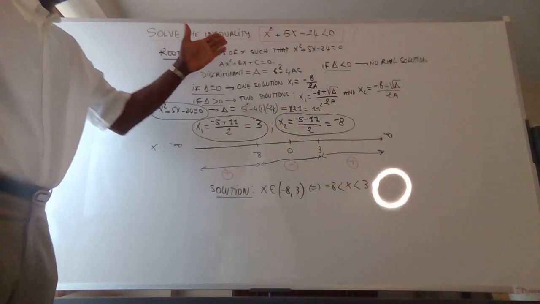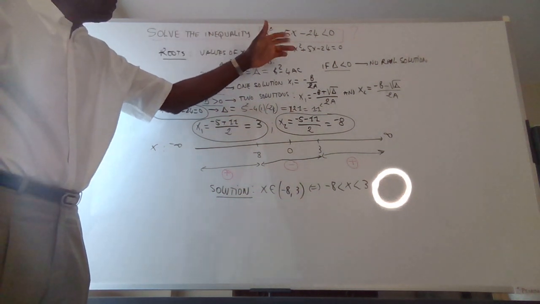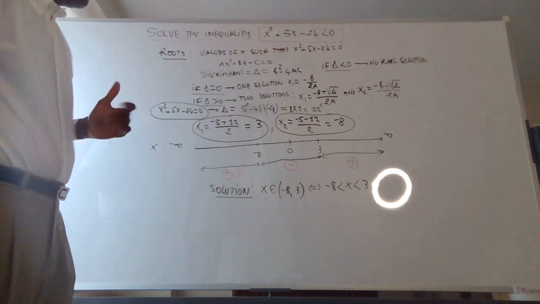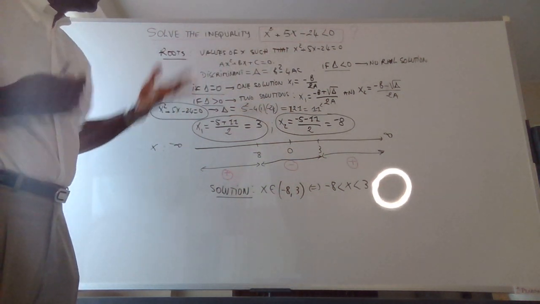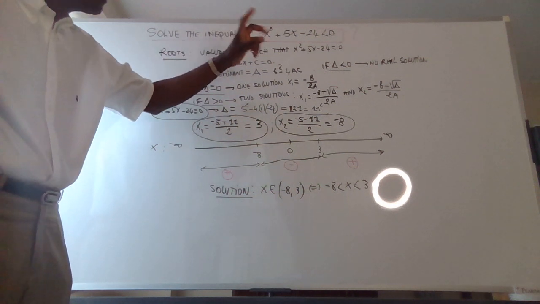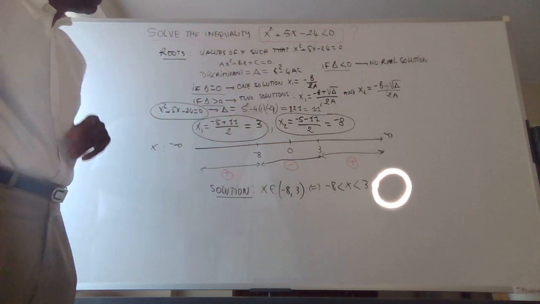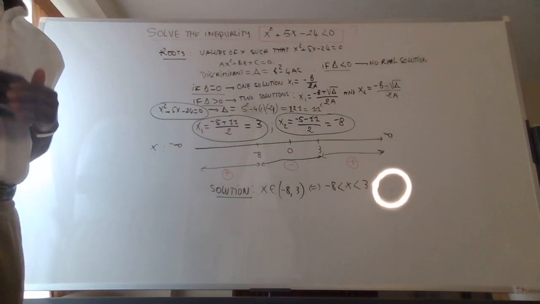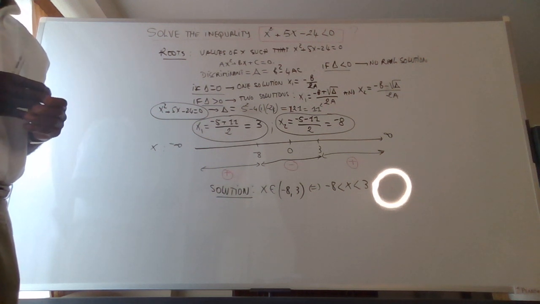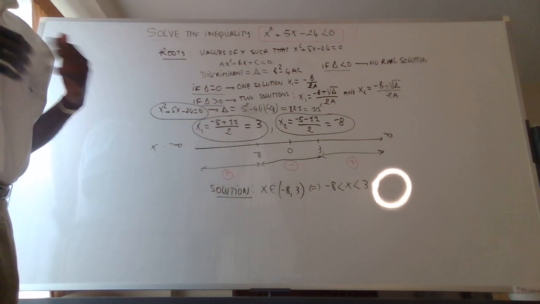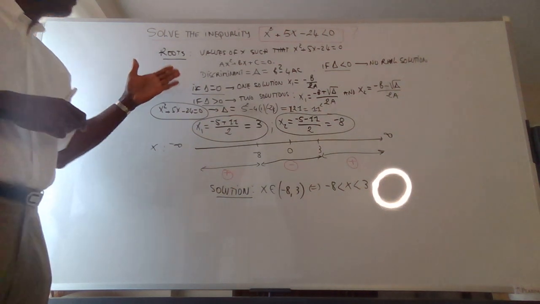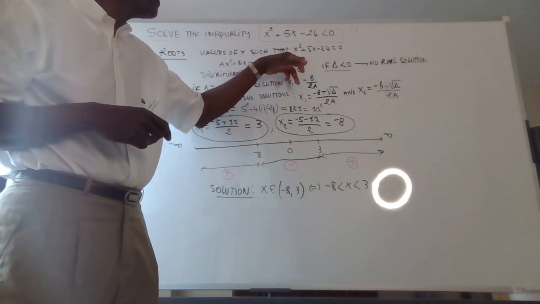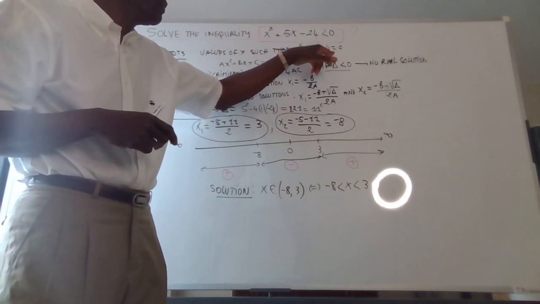Well, we've been asked to solve the inequality x squared plus 5x minus 24 strictly negative. Basically, we've been asked to study the sign of x squared plus 5x minus 24. Okay. So to study the sign, the first thing we have to do when we have this polynomial of second degree is to identify the roots. To identify the roots, we set that polynomial equal to 0, and we look for the values of x that set that polynomial to 0.